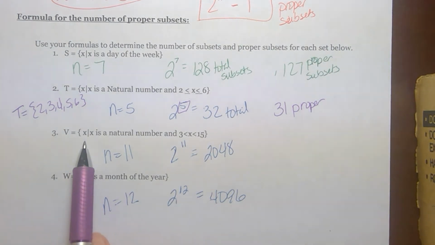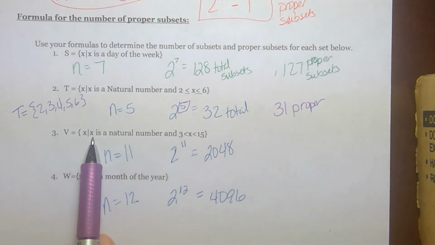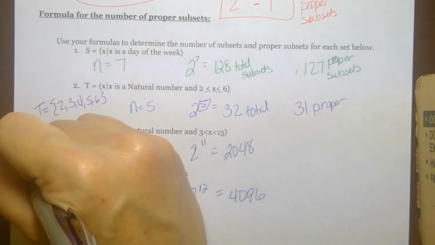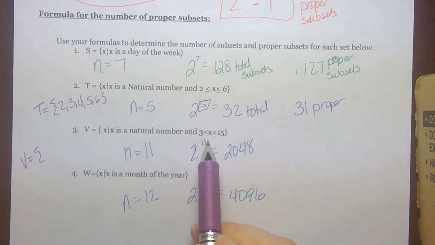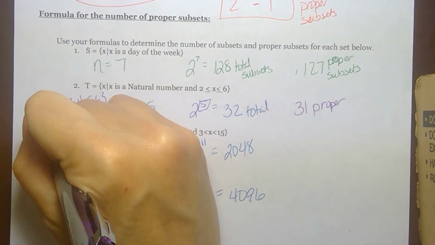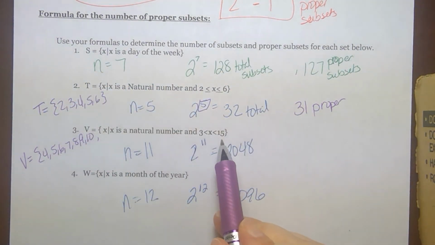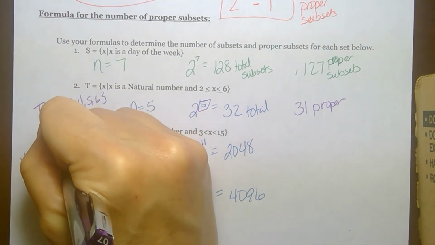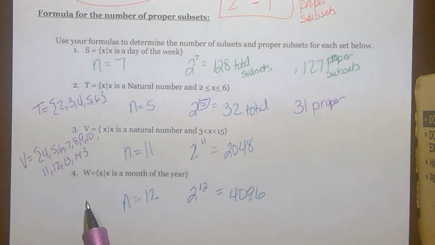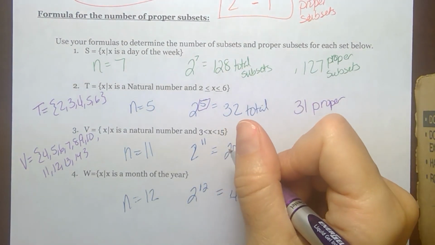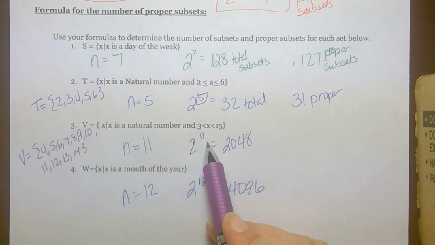For set V, I have set builder notation, all elements x such that x is a natural number and x is greater than 3, less than 15. If I come over here to do roster form for V, greater than 3 would start at 4. And where do I stop? Well, less than 15 means I have to stop at 14. When I list all those out, I see that I have 11 elements, so the cardinal number for set V is 11. And to solve the total number of subsets, I do 2 to the 11th power.